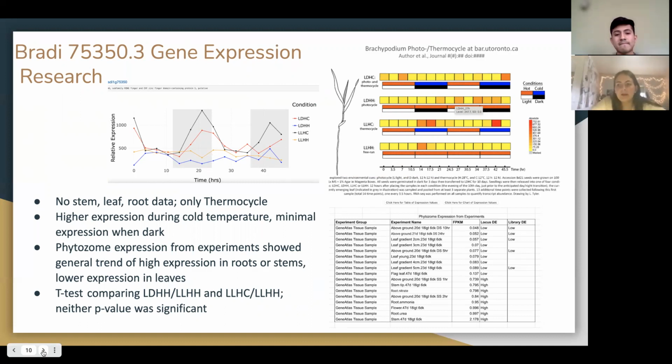From the thermocycle and Hazen lab information, we concluded that our gene is expressed more in colder temperatures and is minimally expressed when it is dark. We ran a t-test to compare these conditions and found that neither of the changes in expression were significant.